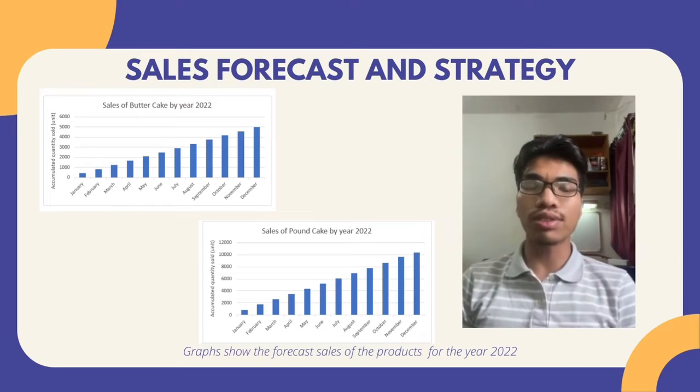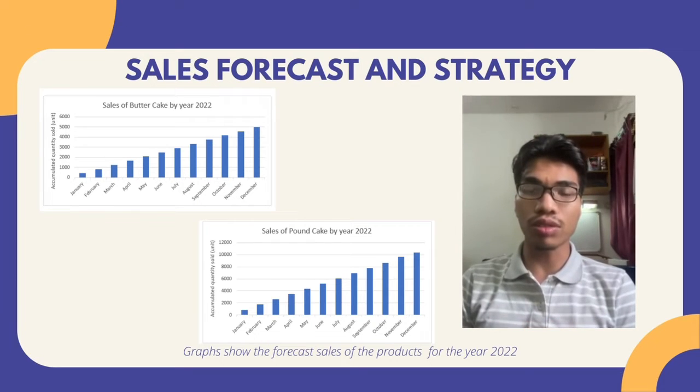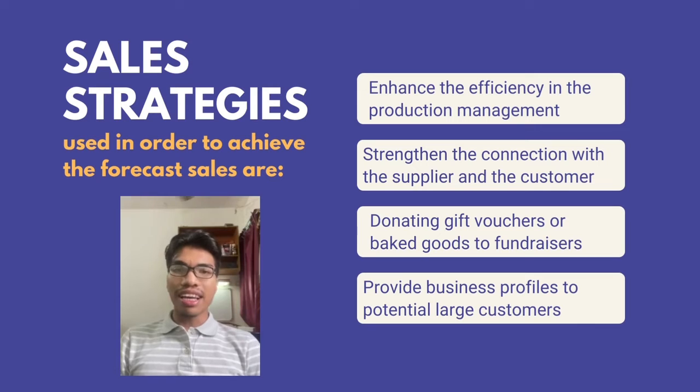And the pattern of the graph shows that sales is steadily increasing every month as the quantity sold also increased until it reached the expected unit to be sold for the year 2022. And now, let's jump into the sales strategies that were used in order to achieve the forecast sales.